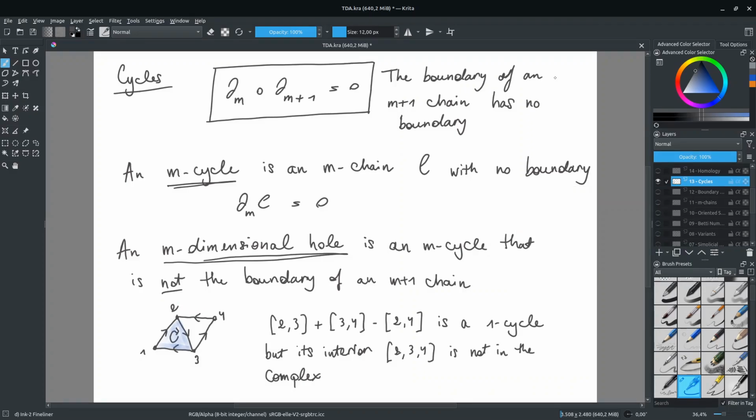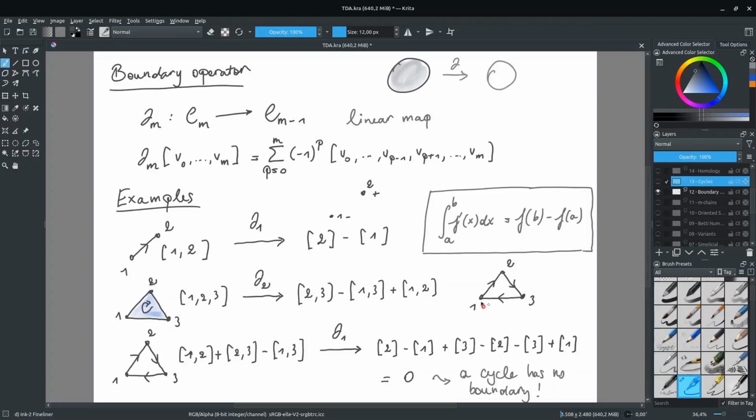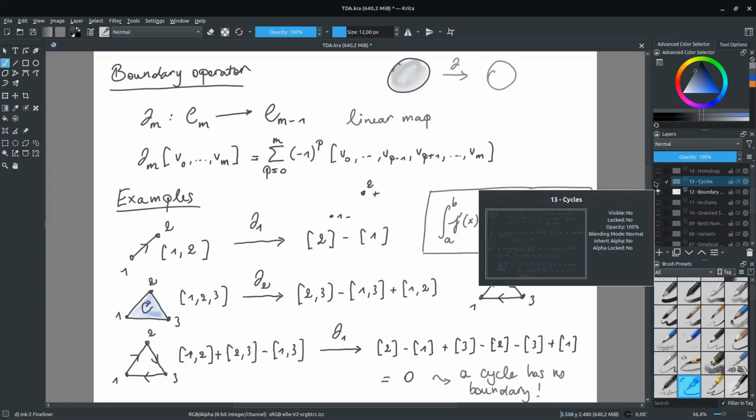Formally, we can say that if I take the (m plus 1) boundary and do that after the m-th boundary, that's always going to be equal to zero. So an important bit. And so we can define an m-cycle as an m-chain with no boundary, essentially a chain such that this is satisfied. If you want the intuition for a cycle, look at this bit here. I took the boundary of a triangle and I got a nice directed cycle. It's like a little loop. That's the idea of a cycle, and that's what we're going to use.